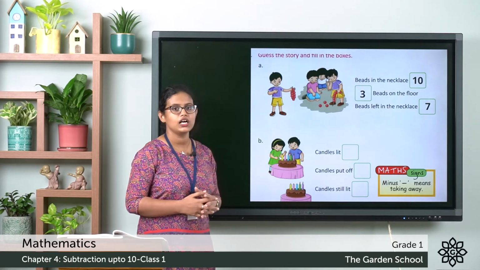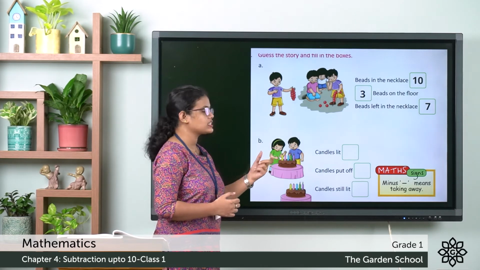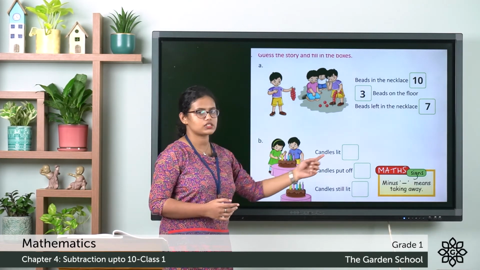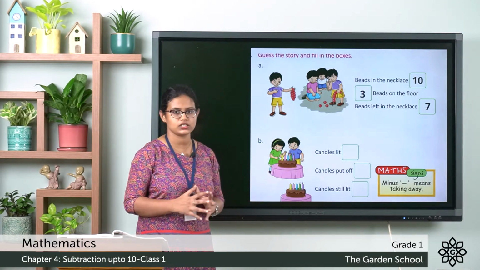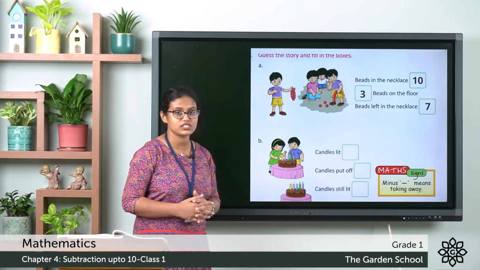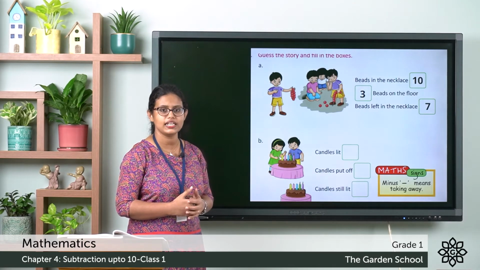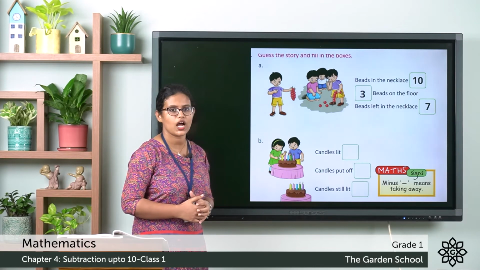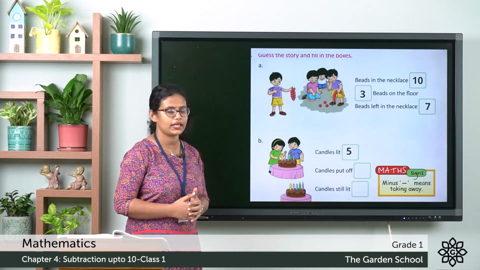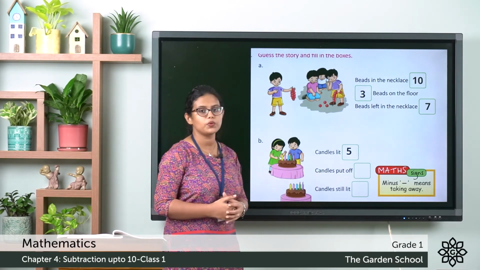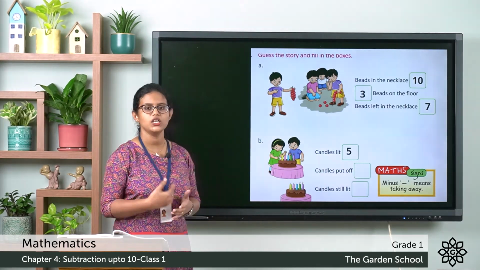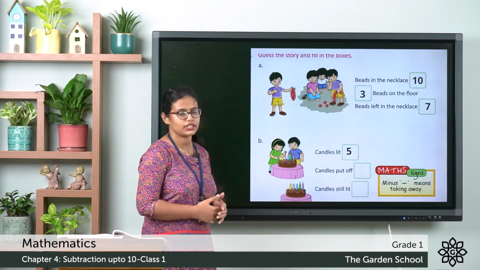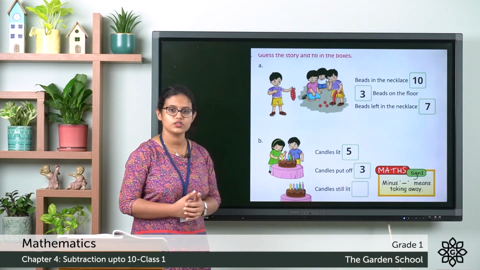You can see a cake and the candles are lit on it. So the first question is candles lit. Can you all just count and see how many candles are lit? 1, 2, 3, 4, 5. How many? 5. Okay. Then candles put off. See here. So how many lights got put off? That is 1, 2, 3. Right. So you have to write here 3.